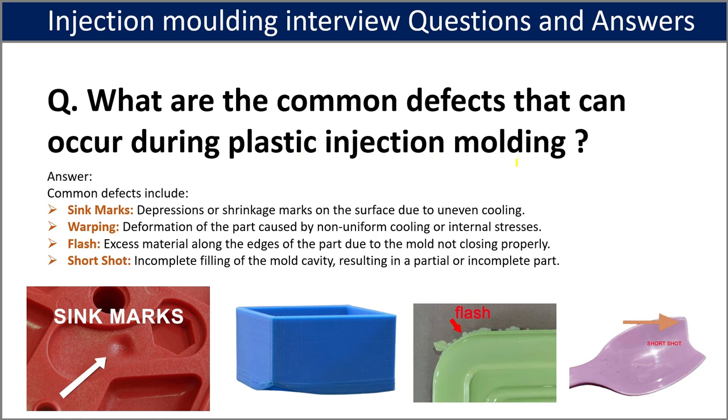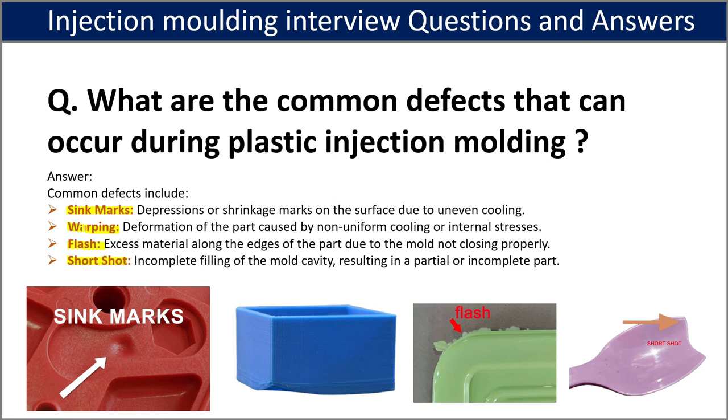There are a number of defects, but the most common defects in plastic injection molding are shrink marks, warping, flash, and short shots. First, the shrink mark. In the picture you can see a depression, or shrink mark. Generally we call it a shrink mark, but it is a depression in the plastic part. It is due to uneven cooling.